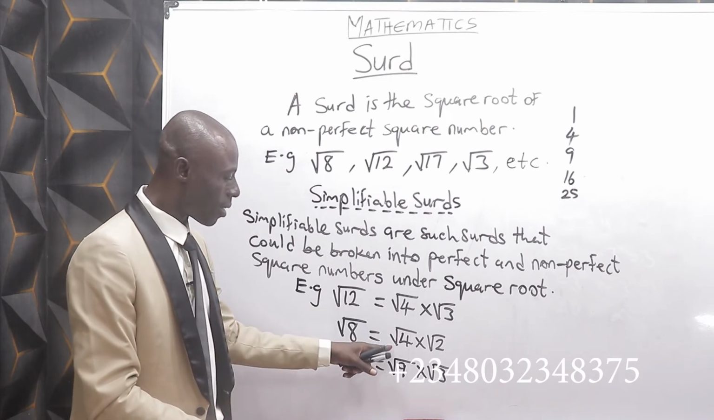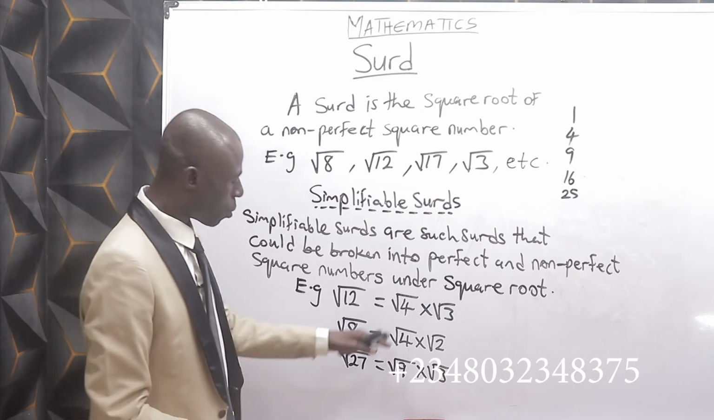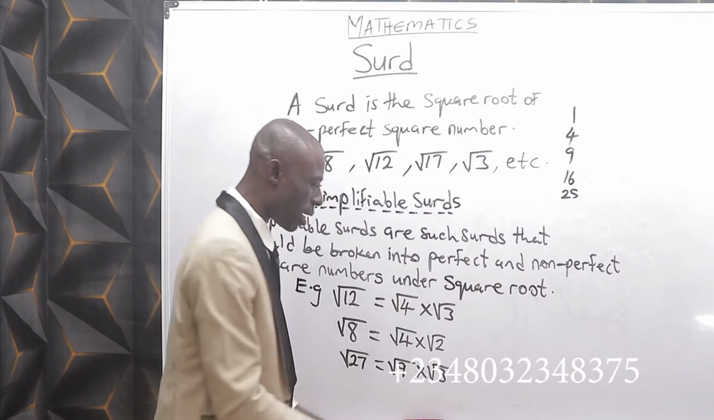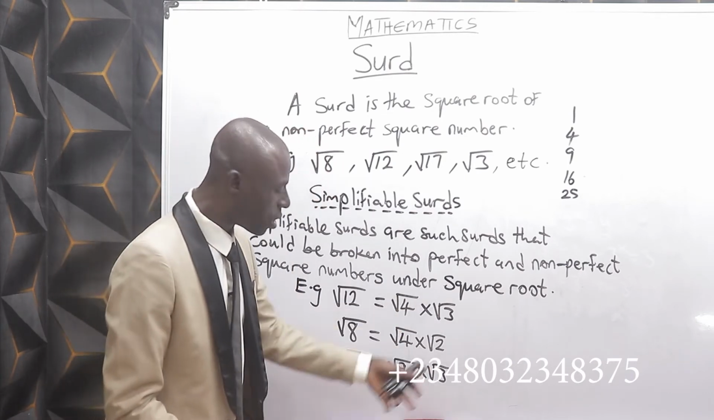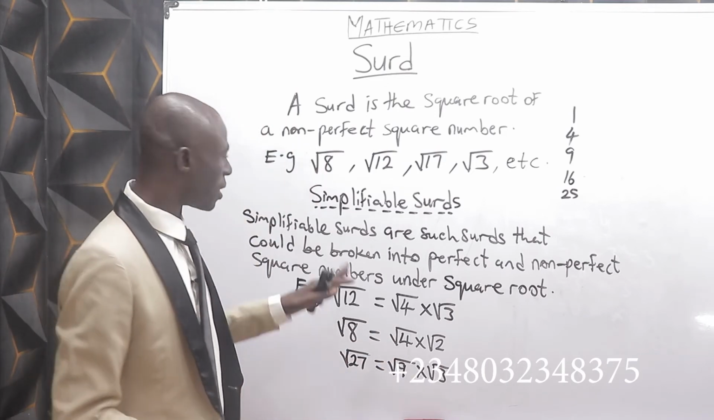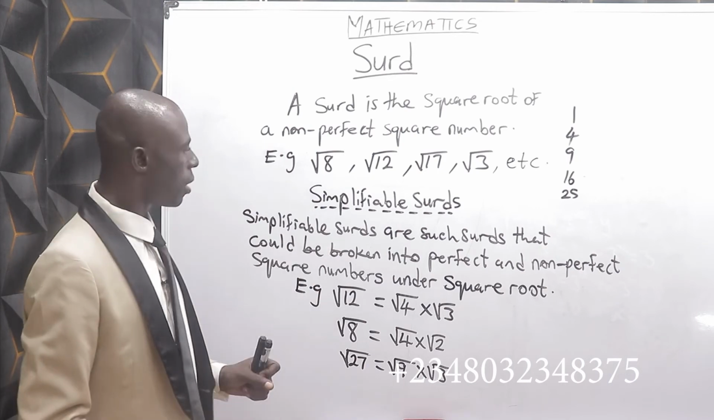You notice something here, that square root of 4, 4 is a perfect square under the root. Square root of 9, 9 is a perfect square. So we break it into perfect square and non-perfect square. 3 is a non-perfect square. 2 is a non-perfect square. 3 also here, it's a non-perfect square. I want to believe you understand the concept of these simplifiable surds. Thank you. Let's move further.